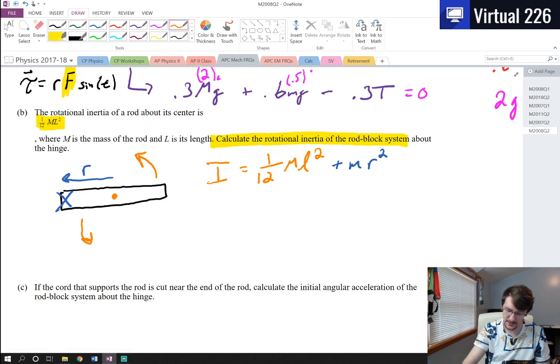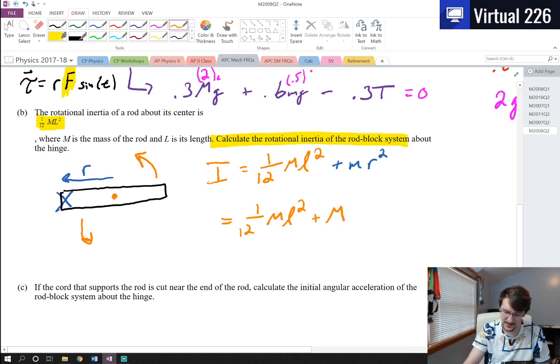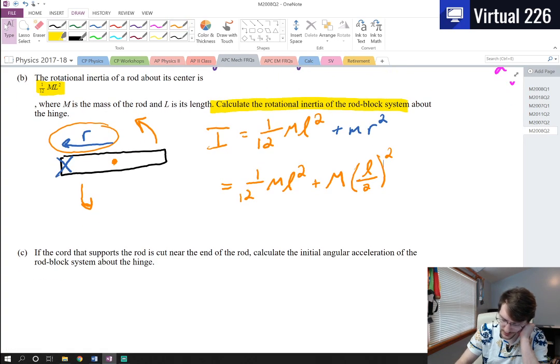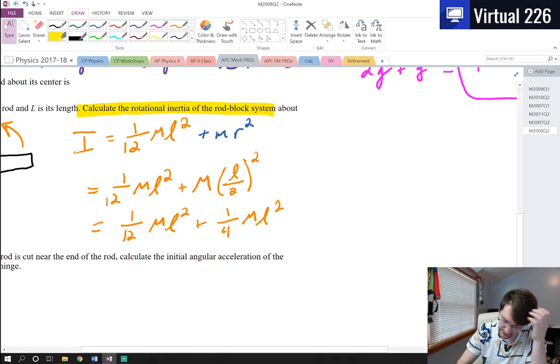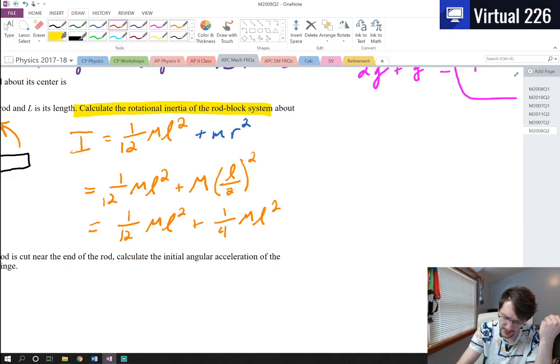So in our case here, we've got 1/12 ml squared, and then plus the mass of our rod again, and then this distance to an edge, which is actually just L over 2, but we need to square it. So what we're going to get here is 1/12 ml squared plus 1/4 ml squared. And this means we have to do some fractional math, which is always fun. Learn your fractions, children.